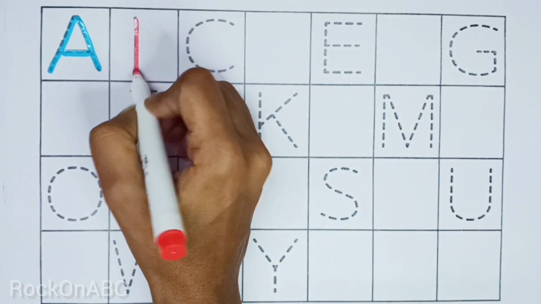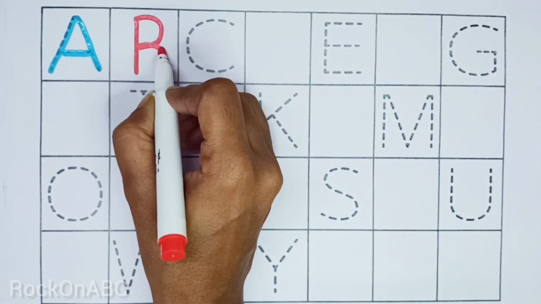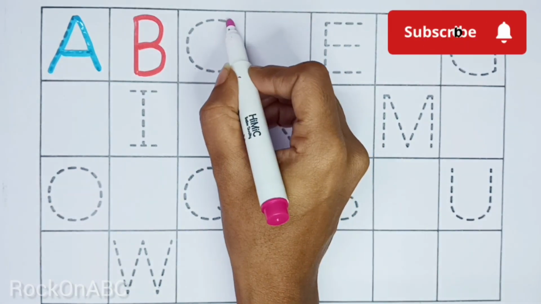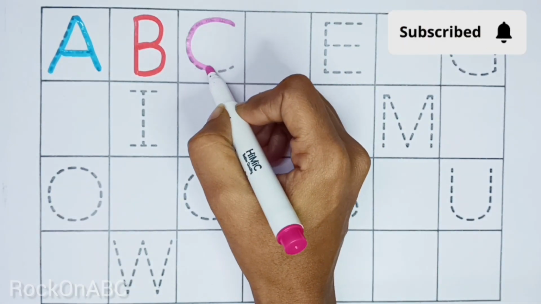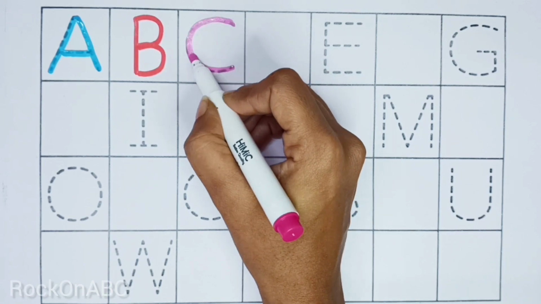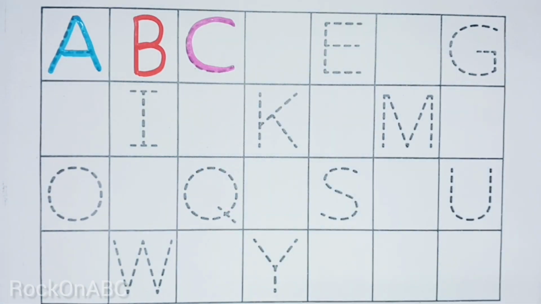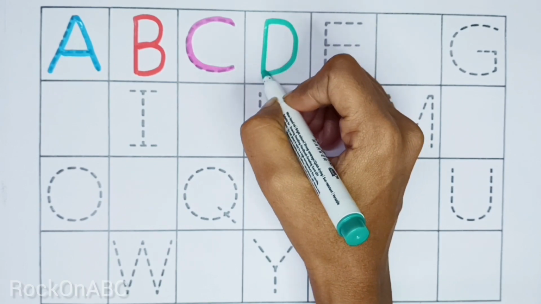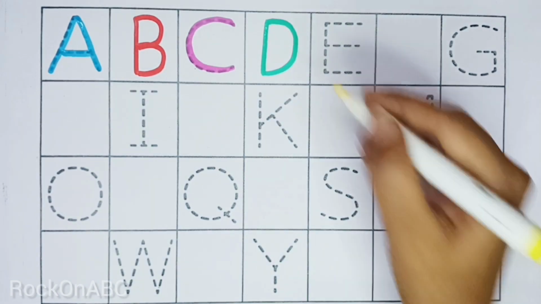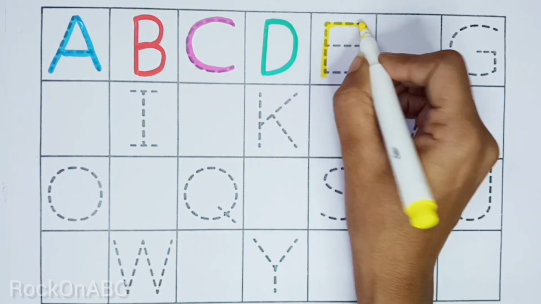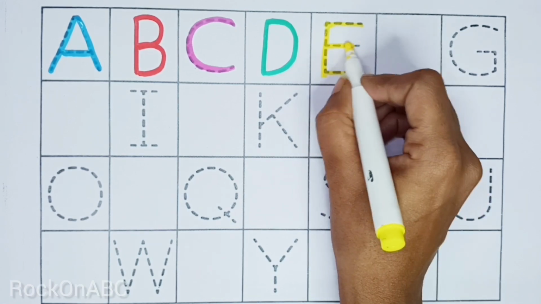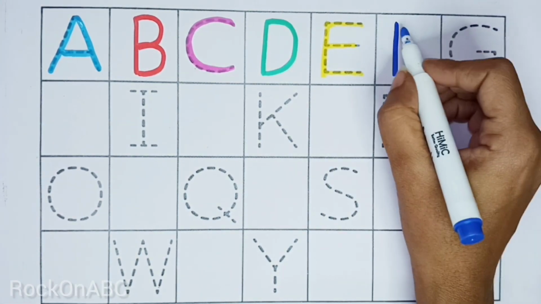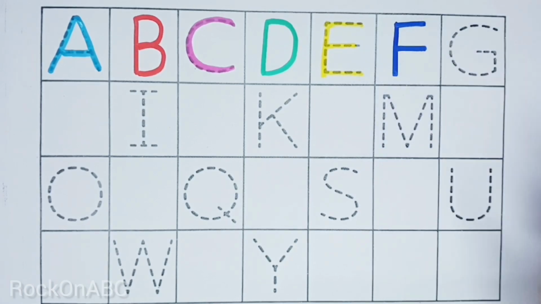Red color B. B for ball. Pink color C. C for cow. Grass green color D. D for dog. Yellow color E. E for elephant. Navy blue color F. F for fish.